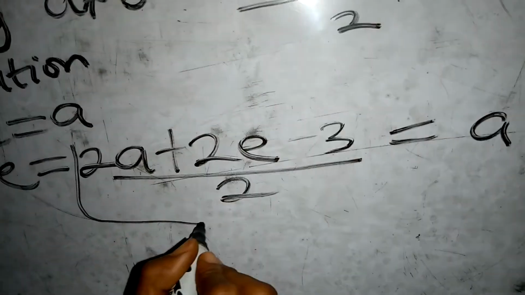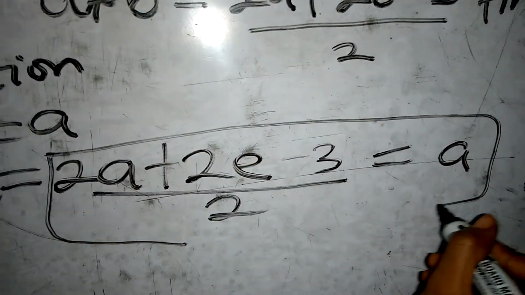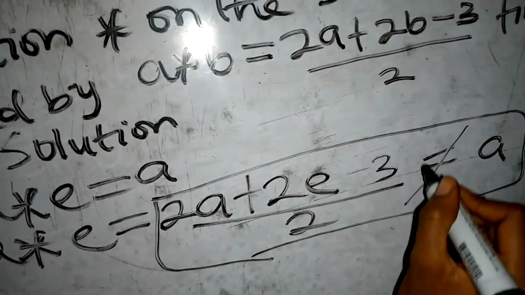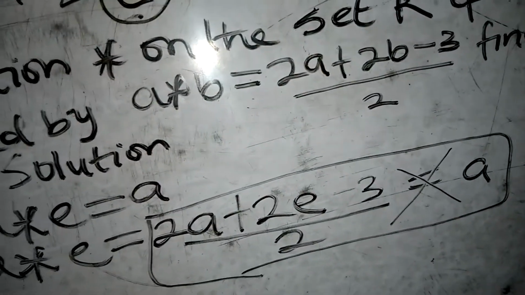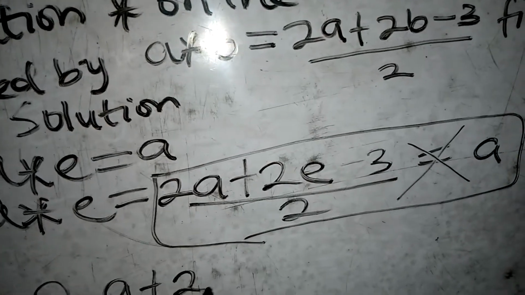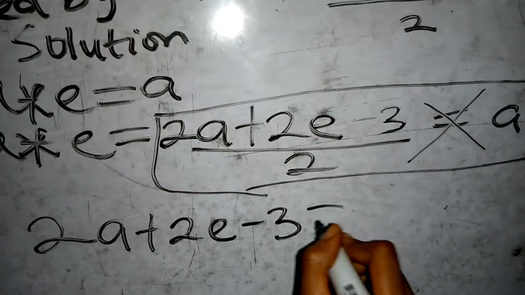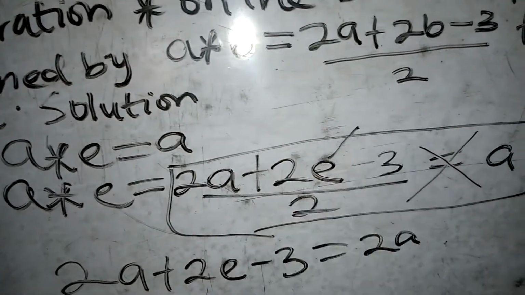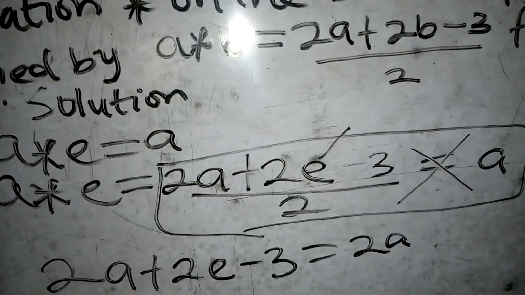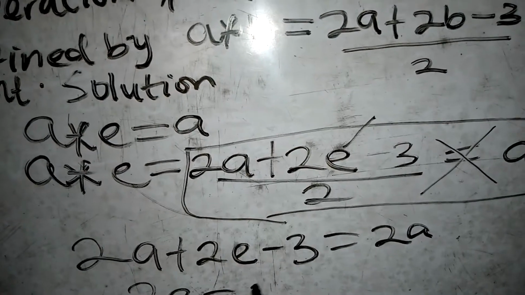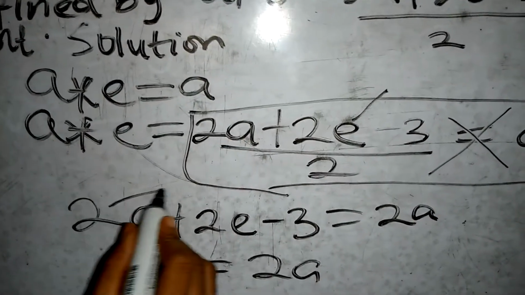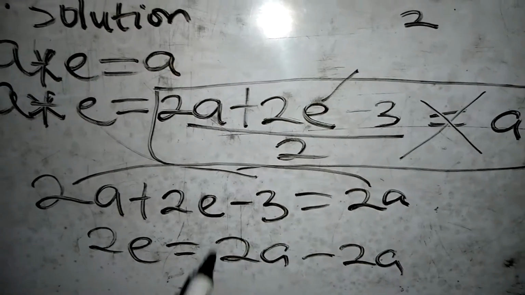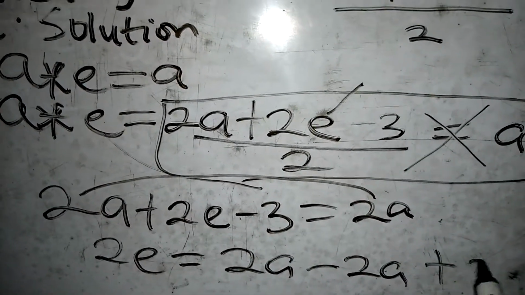Now we will use this, then cross multiply from here. So it will be 2A plus 2E minus 3 equals 2A. We are looking for the identity element, which is E. So you collect like terms. 2E will be 2A minus 2A, and this 3 will come to the other side, plus 3.